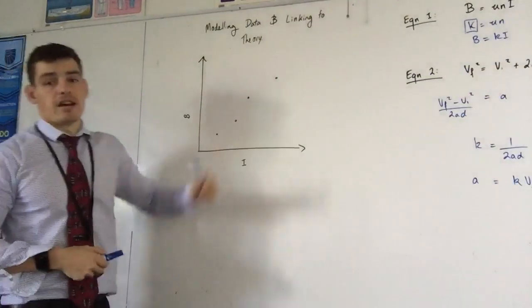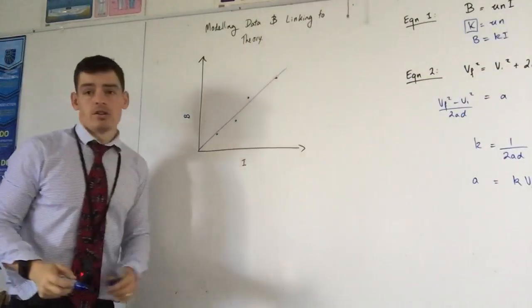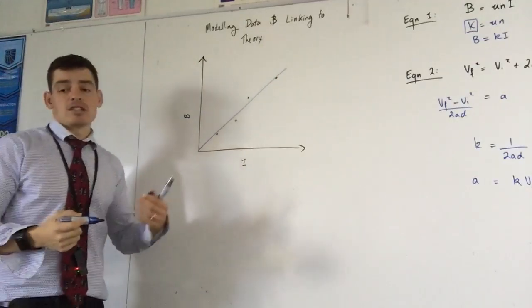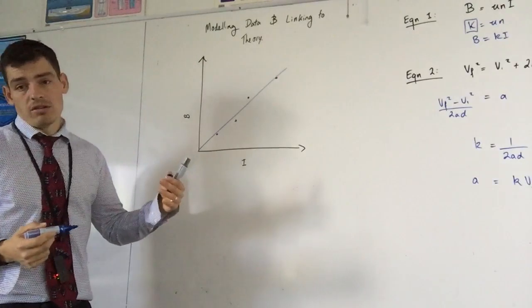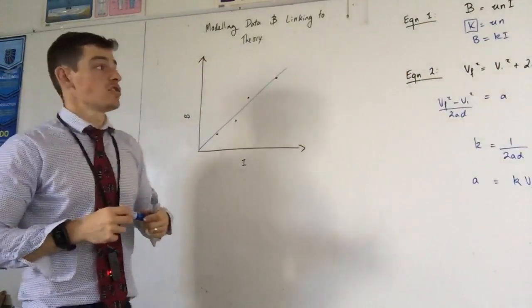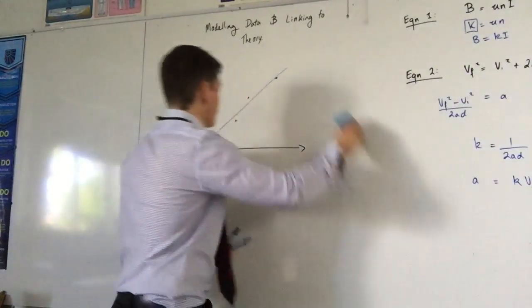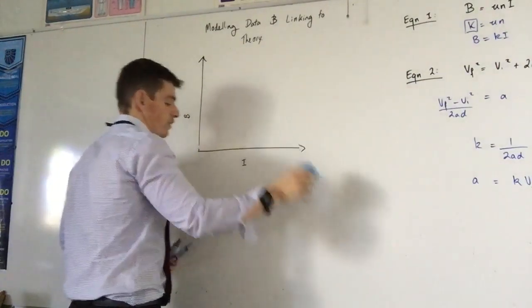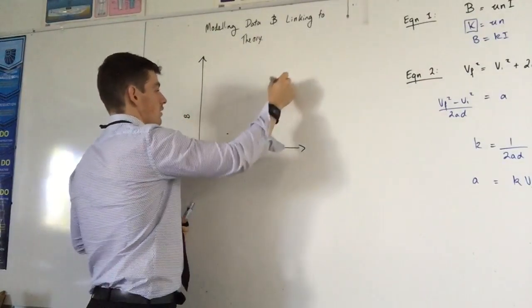So if that was my data there, and I generated a trend line, like so, I can see that that supports my theory, because I've got a linear trend for data that should be linear. The equation says it should be linear, my trend line says it's linear, all good. I've got an agreement.